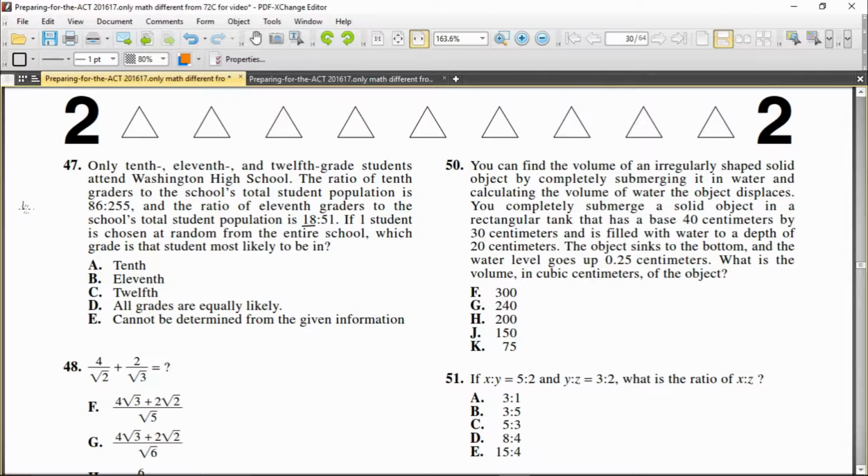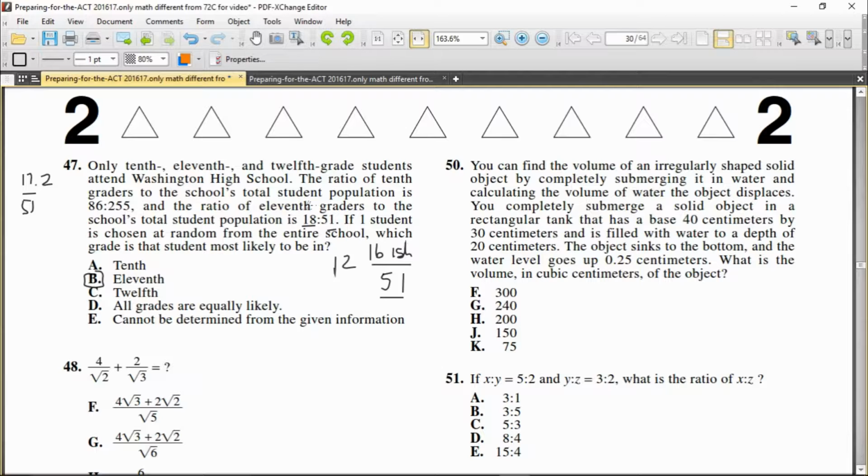255 divided by 5 is 51. And 86 divided by 5 is 17.2. And then that leaves us 18 plus 17 is 35, to 51 is 16. For 12th graders, we get somewhere around 16-ish, a little bit less than 16 over 51. Well, in that case, since everything is compared to the same number, 51, we can see that the 11th graders are the most populous, and therefore the 11th graders would be the most likely to be drawn at random if we pick one student.